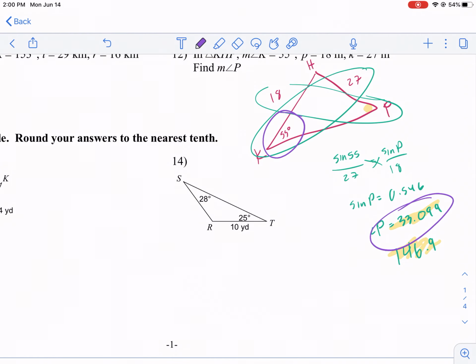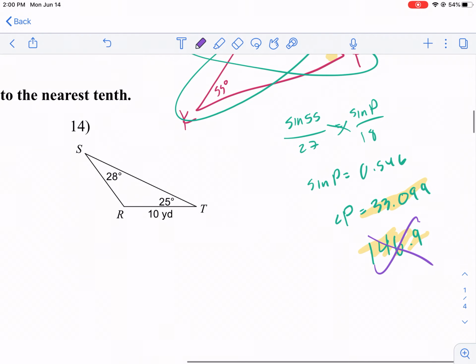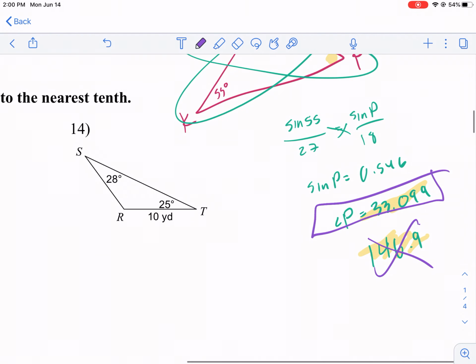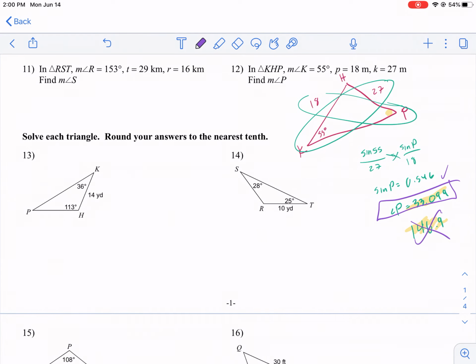Now, can I add 146.9 with 55, and 33 plus 55, to have it be less than 180? 33 plus 55 is definitely less than 180. That's valid. 146 plus 55 does not work. So you're always checking this first. Can't use 146, so this is our angle, and that is good. We're good to go. Only one angle there.